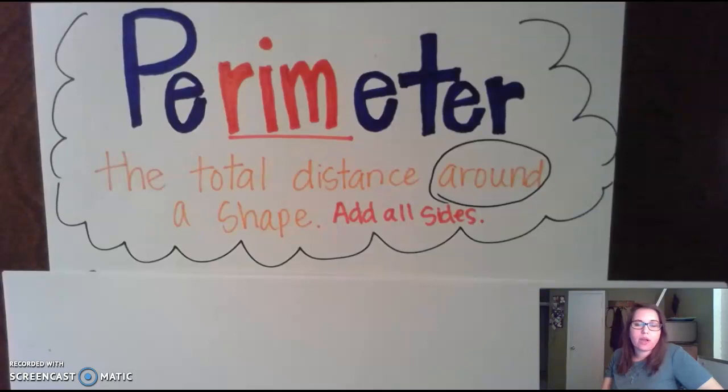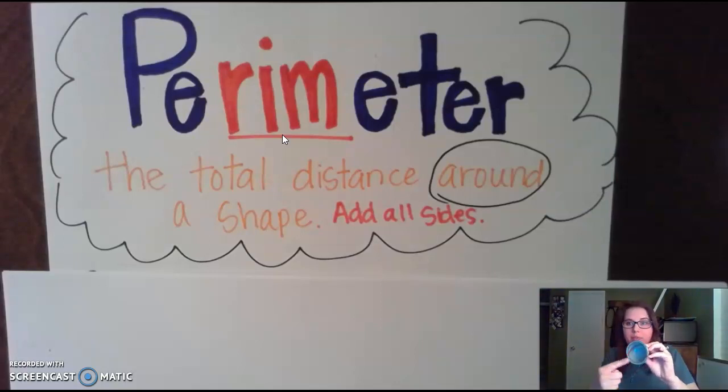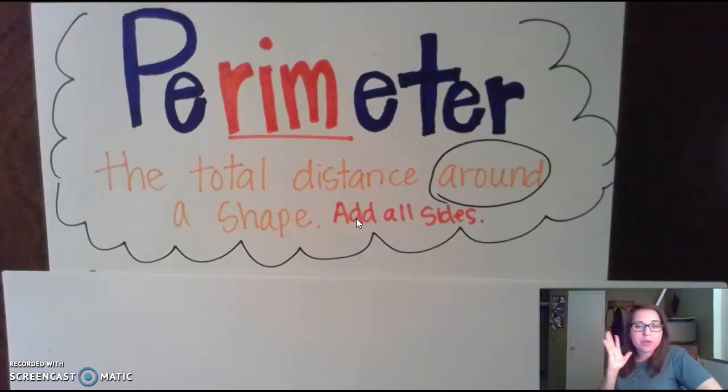And one way to remember is the word rim. What is a rim? The rim of a bowl, of a cup. It means around something. So that's why I circled around, because it's around the total of something, of whatever shape you're working with. Okay, so another cheat sheet just to remember is to add all the sides together.